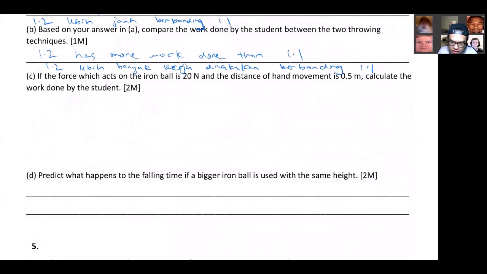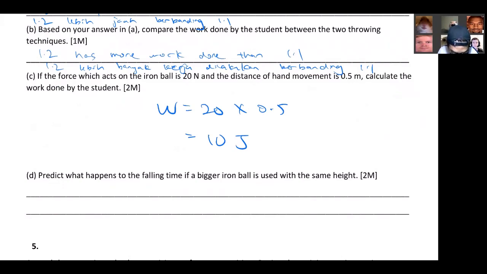Simple. So C, if the force which acts on the iron ball is 20 Newton, distance is 0.5, calculate the work done. Simple. Work done equals 20 times 0.5. You should get 10 joule. Predict what happens to the falling time if a bigger iron ball is used with the same height. So now I use bola besi yang lebih besar. What happens to the time of falling down?